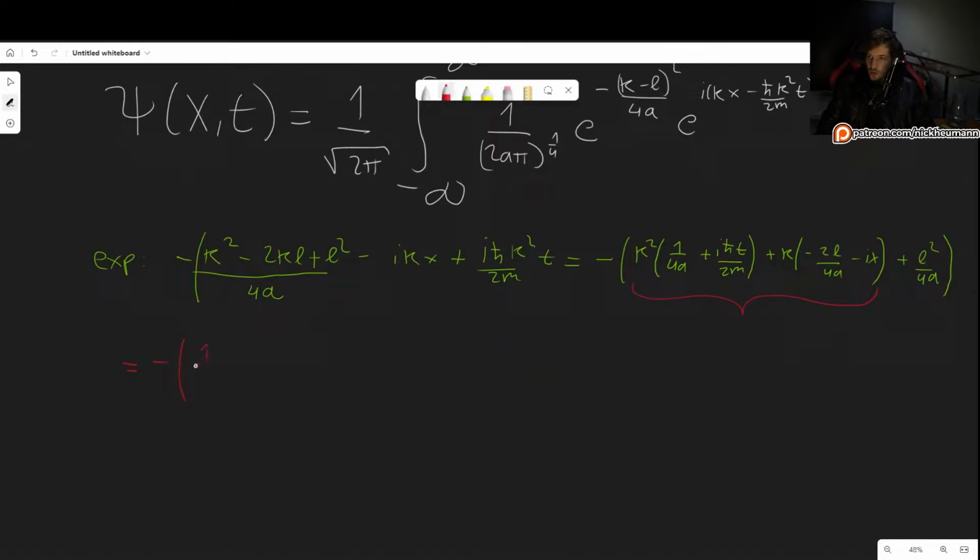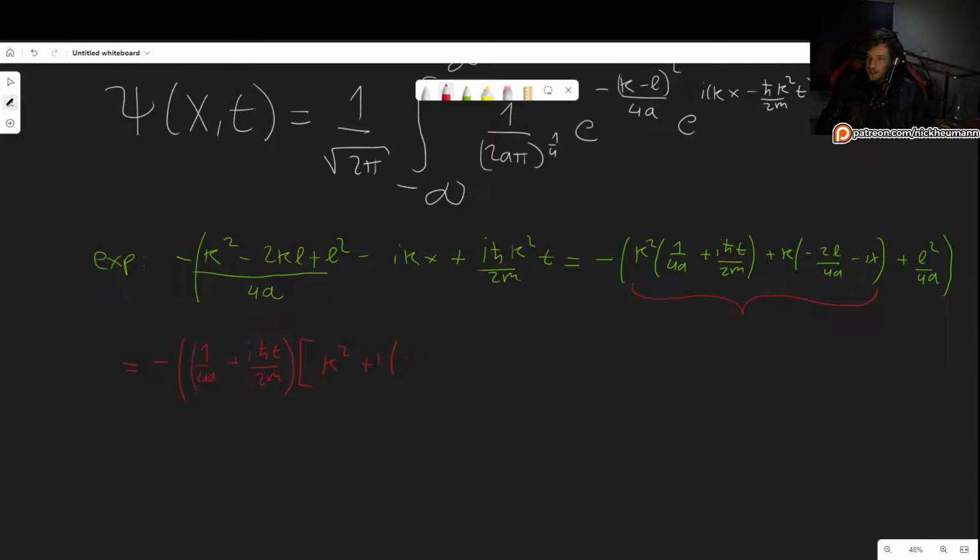So 1 over 4a plus i h bar t divided by 2m will be multiplying k squared and also this thing right here, but that thing doesn't have it, right? It doesn't have 1 over 4a plus i h bar t divided by 2m. So we need to multiply it and divide by it. So when we factor it out, it is only being divided.